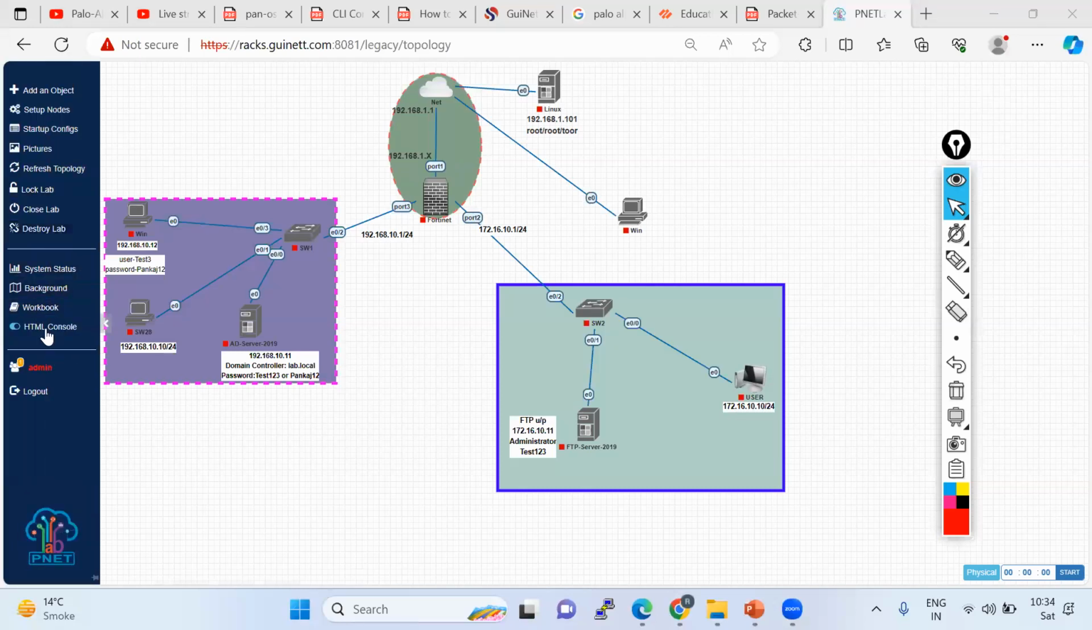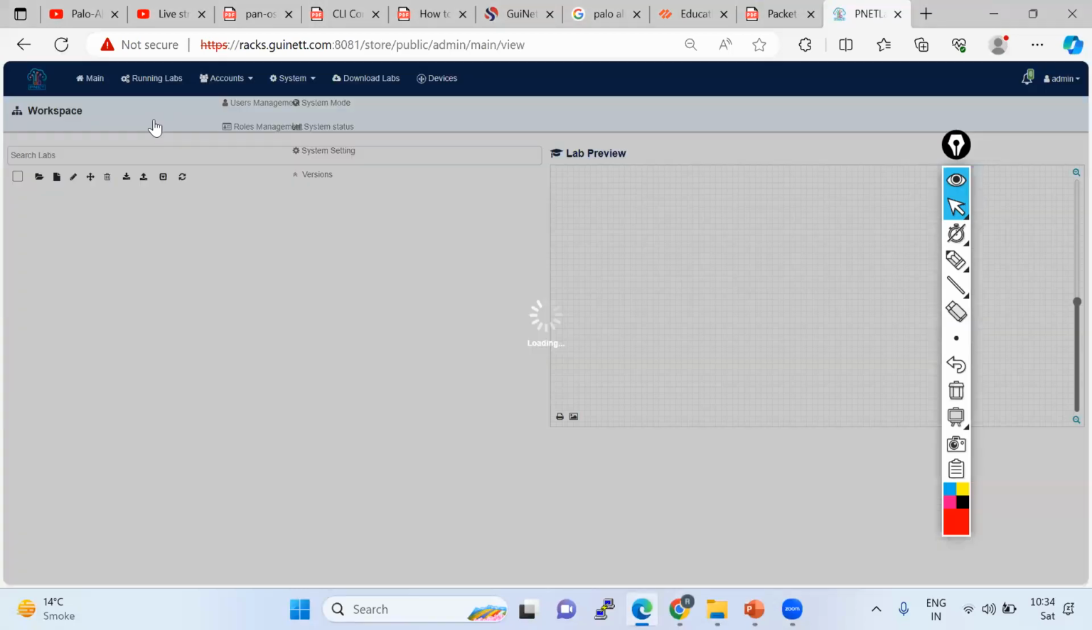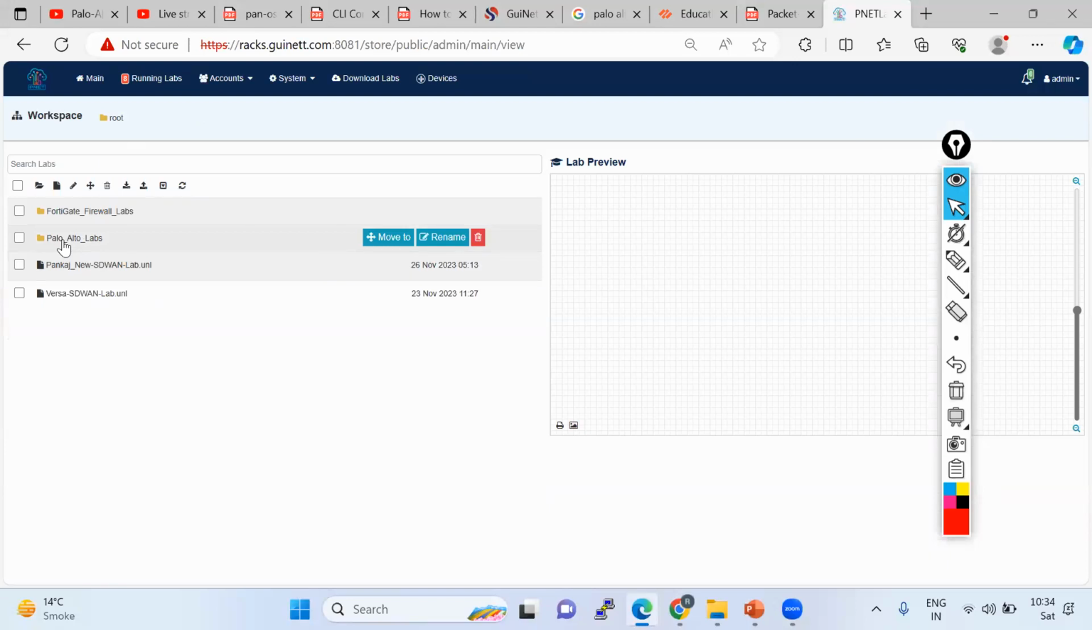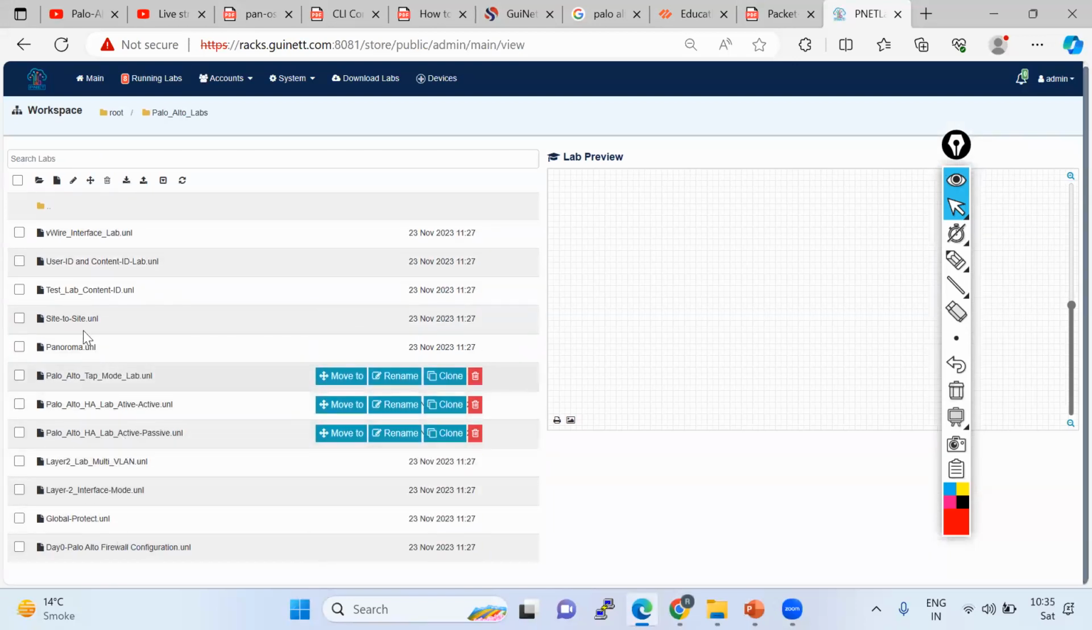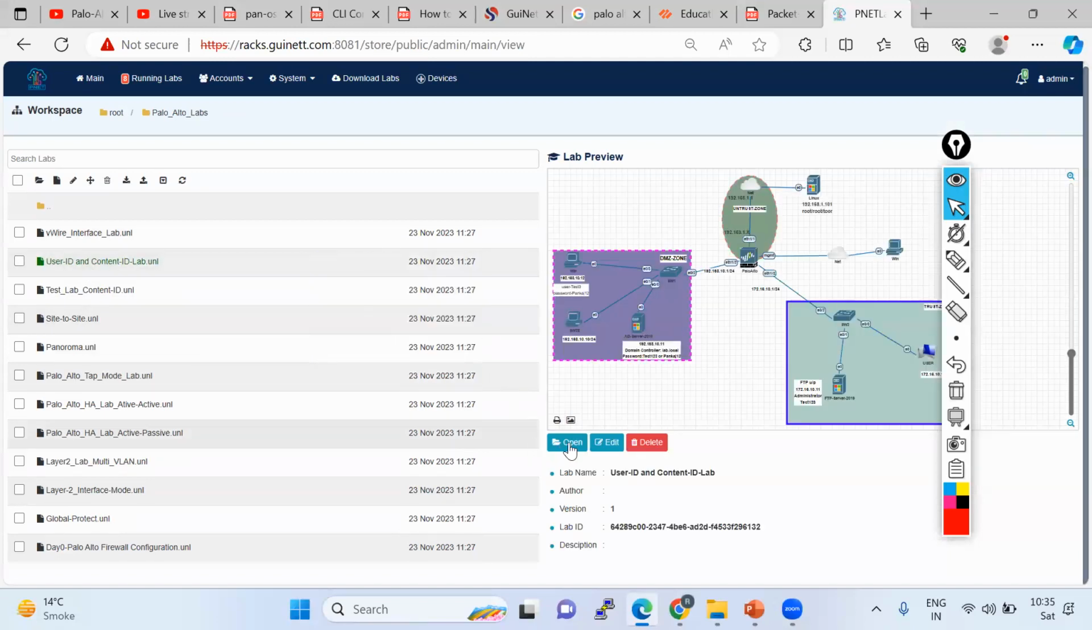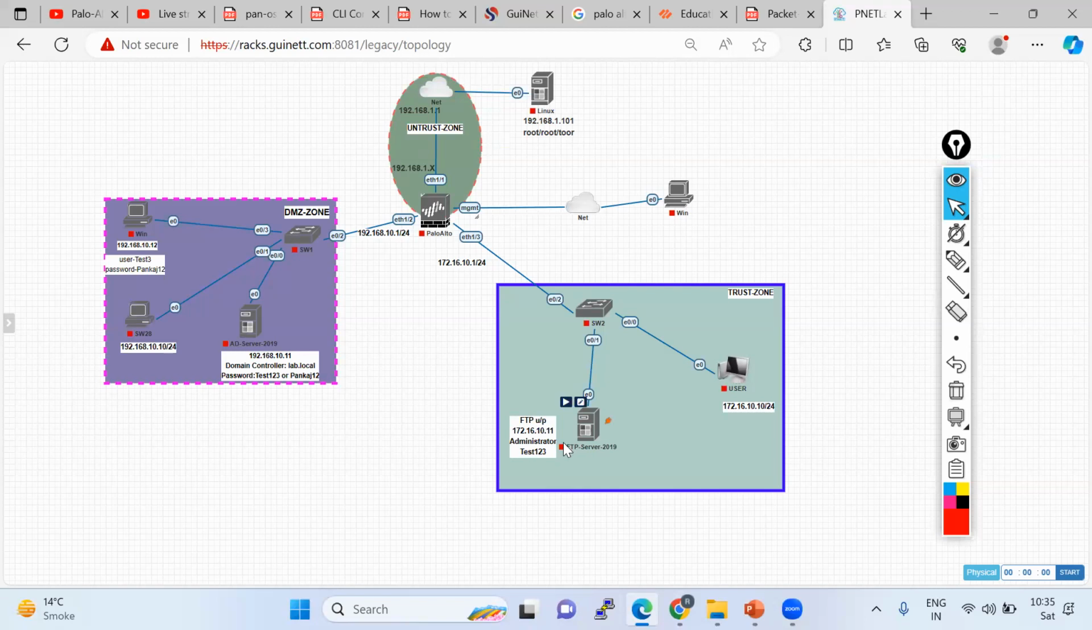So let me close it. We have the Palo Alto Labs, so you can do the practice. The topology is already created. If you really want to create your own topologies, you just put the request with me during the class and draw your topology. I'll create it for you. And it is going to look like this.